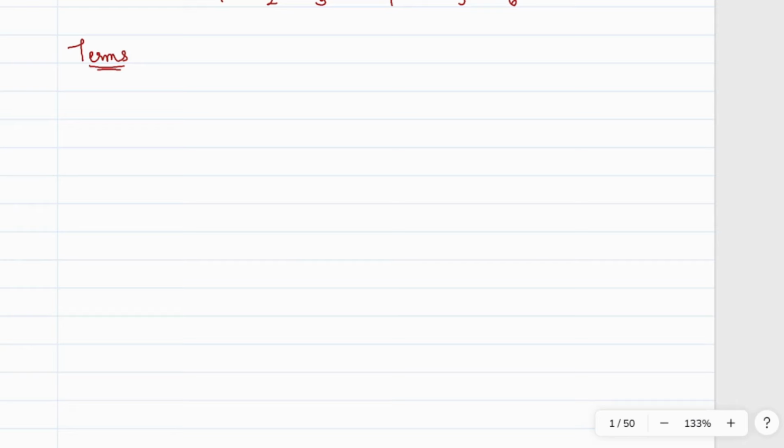The various numbers occurring in a sequence are called terms. Since the order of a sequence is fixed, the terms are known by the position they occupy in the sequence. For example, 1, 3, 5, 7, 9, etc., up to n, I don't know what the last term is. So here this one is called what? It is the first term.